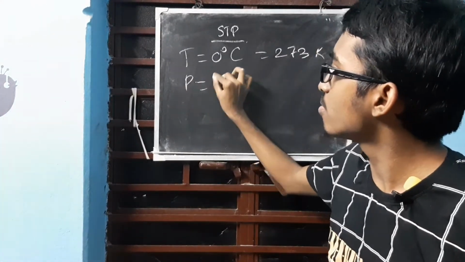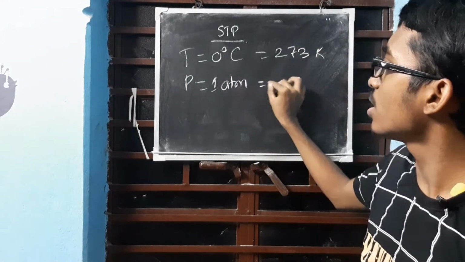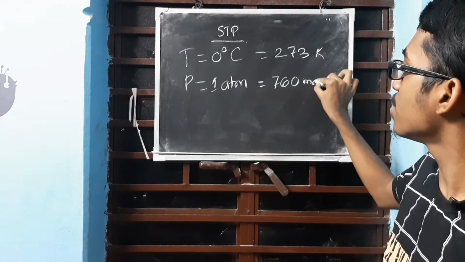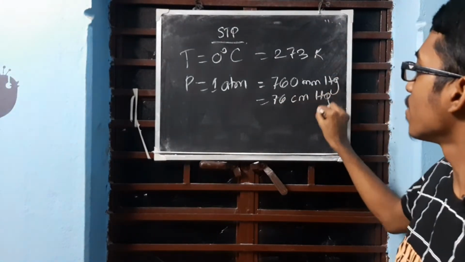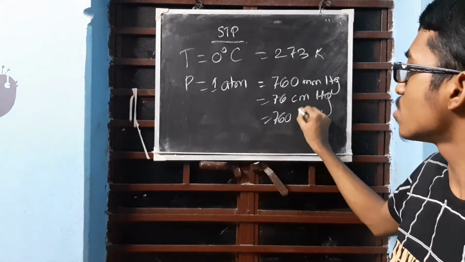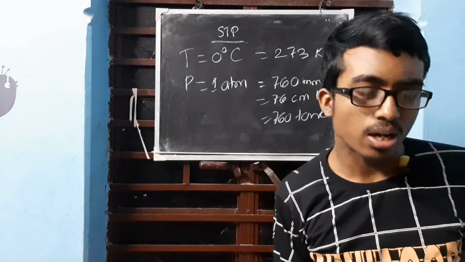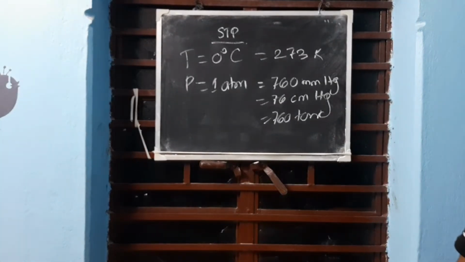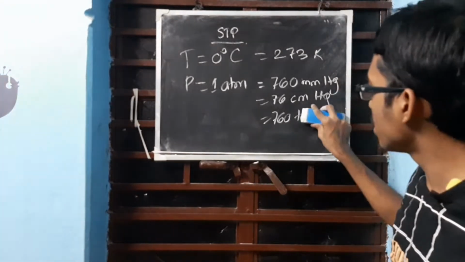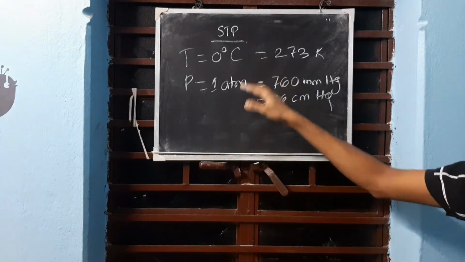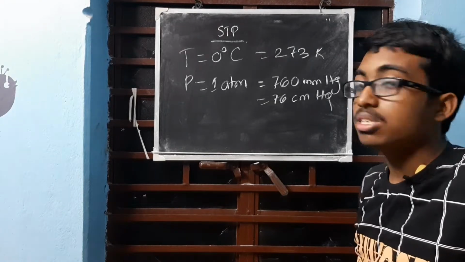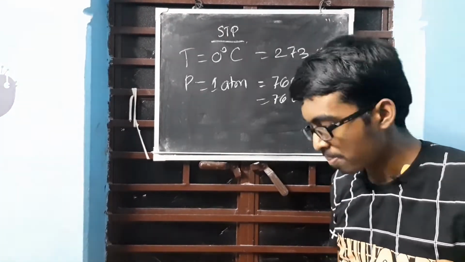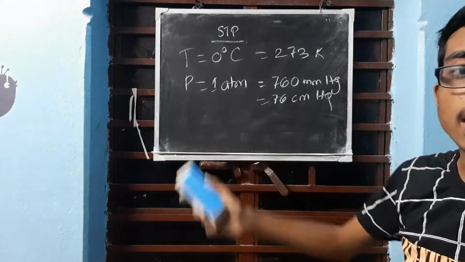And what is the standard pressure we will take? We can take the standard pressure as 1 atm, or 760 mmHg, or 76 cmHg, or 760 torr. Though we hardly use torr, so you can ignore this for now. These three are the main units that we need to use: 1 atm, 760 millimeter Hg, 76 centimeter Hg. Hg is mercury, right? So this is standard temperature and standard pressure.